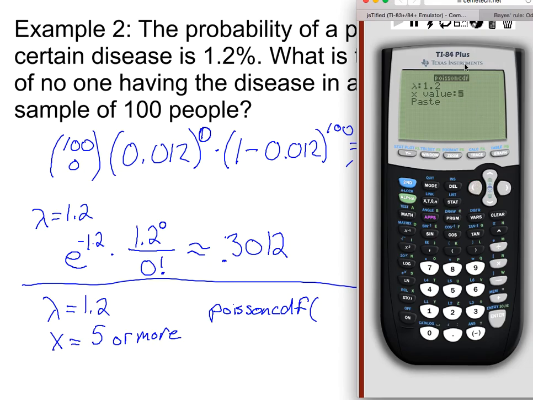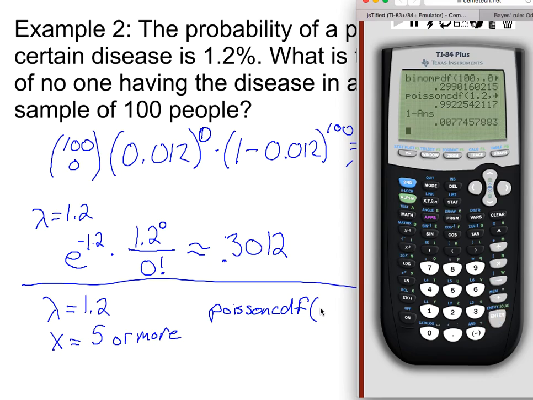Well, the CDF function calculates 0 through this value. Now, if I put a 5 in here, it's going to tell me the probability of up to and including 5 sick people. Well, I want to know greater than or equal to 5. So I'm going to calculate the CDF from 0 to 4 and then subtract that from 1. So we're going to paste that. We get this. 1 minus that answer is 0.77%. Pretty small, pretty unlikely.